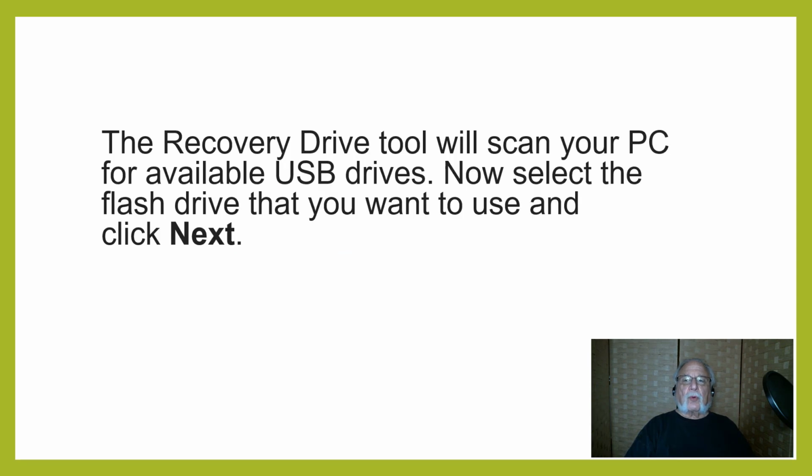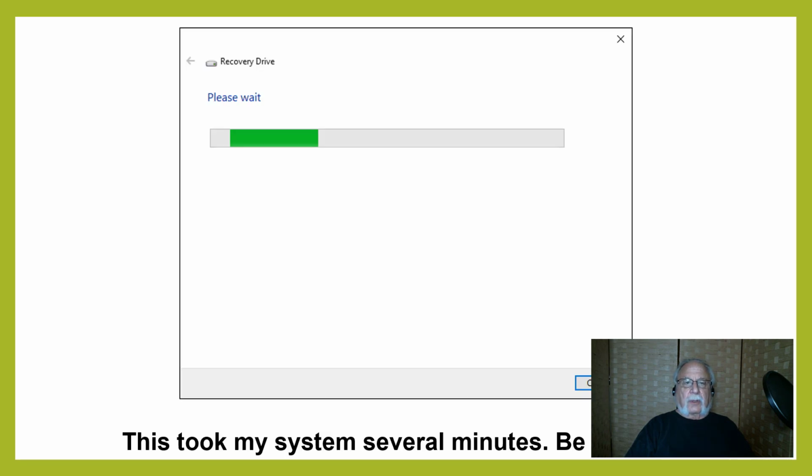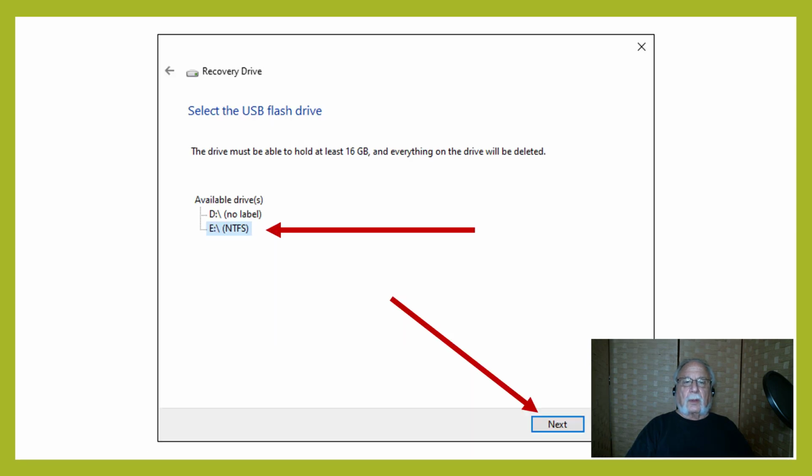The Recovery Drive tool will scan your PC for available USB drives. Now select the flash drive that you want to use and click Next. This took my system several minutes, so be patient. As long as it's there and doesn't give you an error message, it's working. And this is what it looked like when it found the drives.